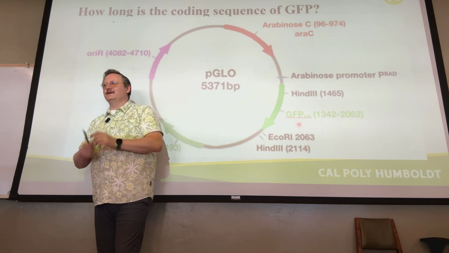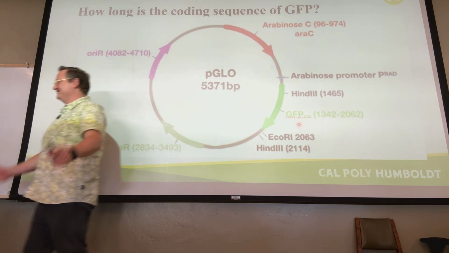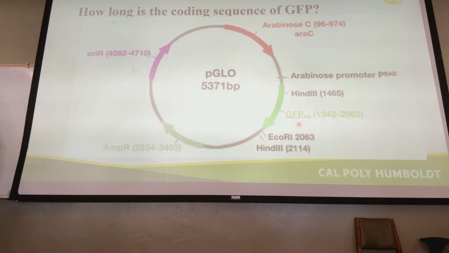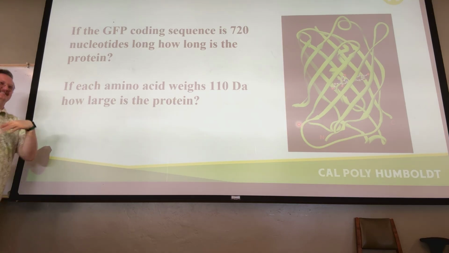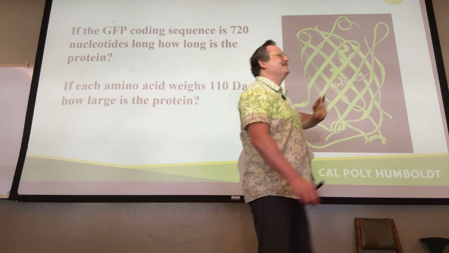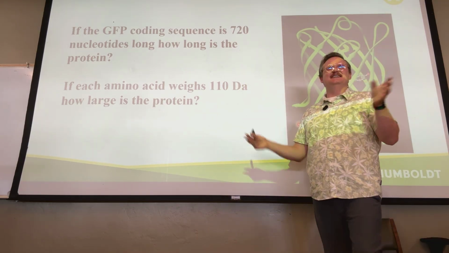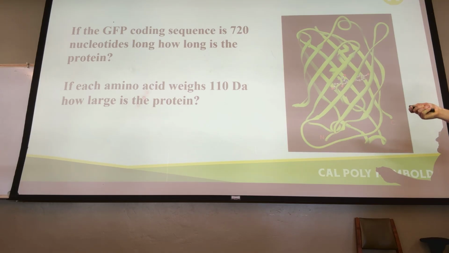240? 240, yep. And, of course, 239 actually, but 240. So if it's 720 nucleotides long, how long is the protein? 240 is the answer that you would give on any sort of exam like this, okay? But all of our stuff's multiple choice, so it's nice and easy there. And then the last question is, if each amino acid weighs 110 Daltons, how large is the protein?